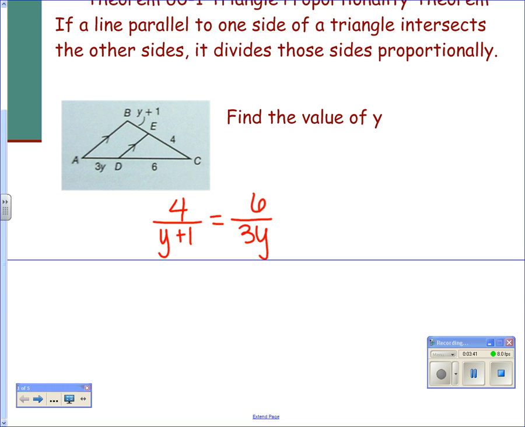Any questions on setting up the proportion? Okay, will you solve it? Do you need a note, Bonnie? Do you agree? Any questions there? Okay.